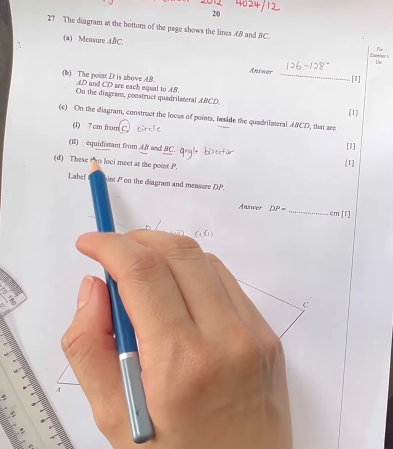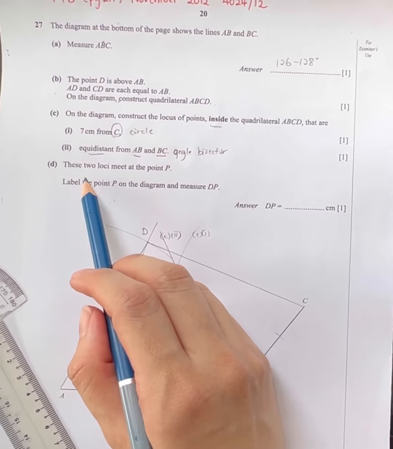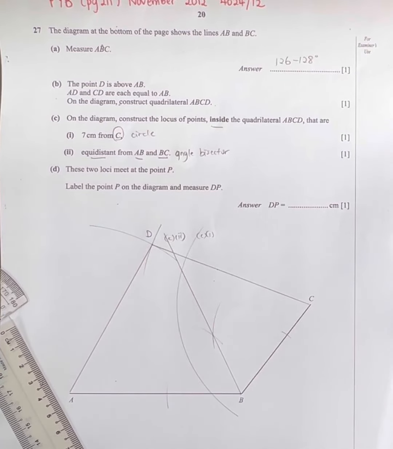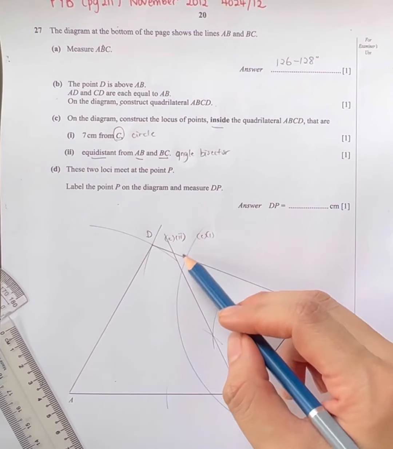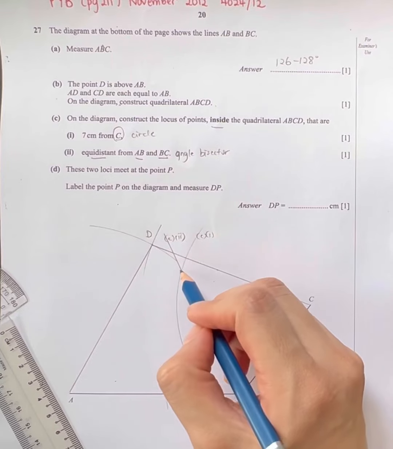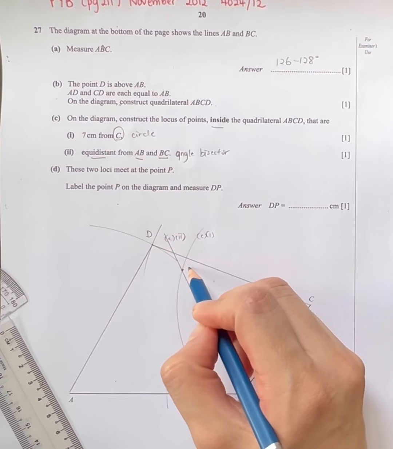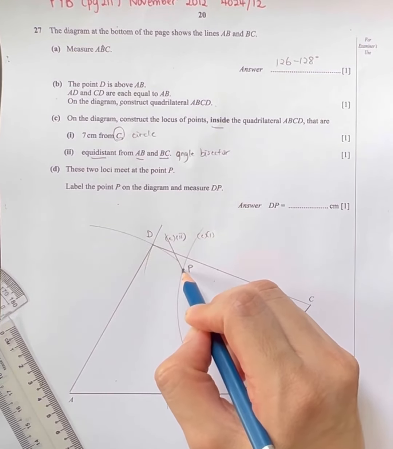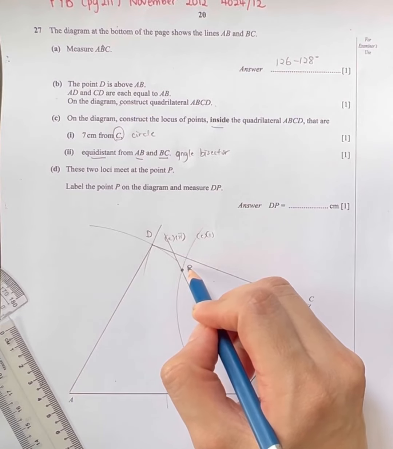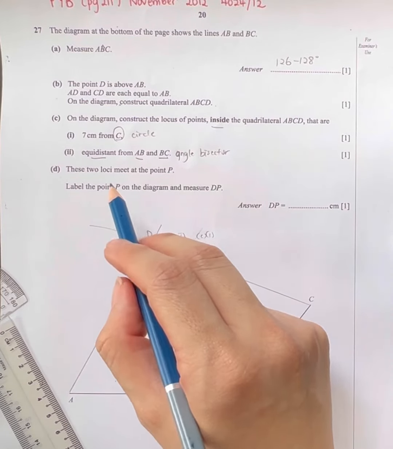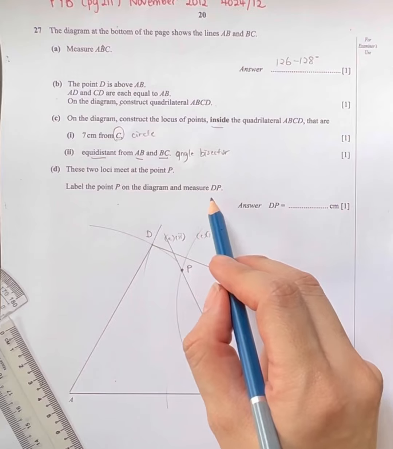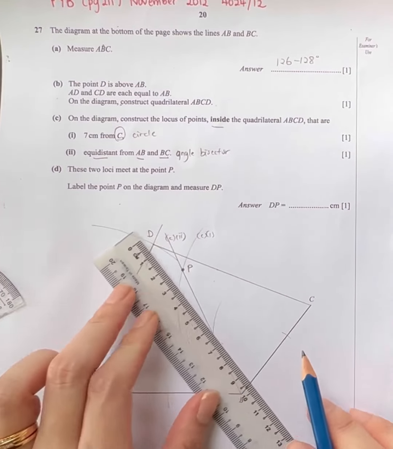Alright, so we have done C part 1, part 2. So look at D. These two loci meet at the point P. These two loci, as in this C part 1 and C part 2, they touch here. This is your point P. Put a point and label P. Label it on the diagram and measure DP. Now I'm measuring DP.